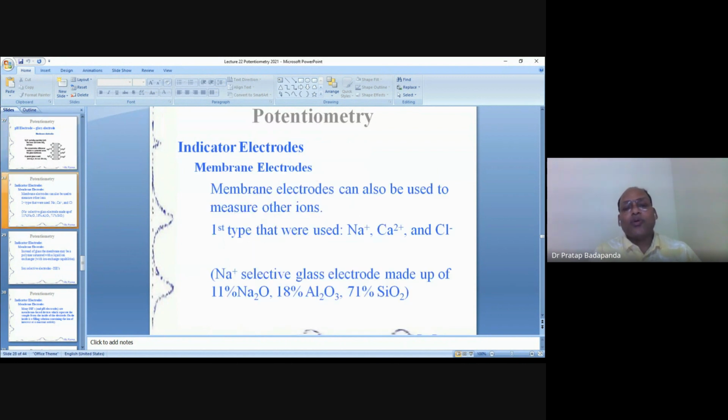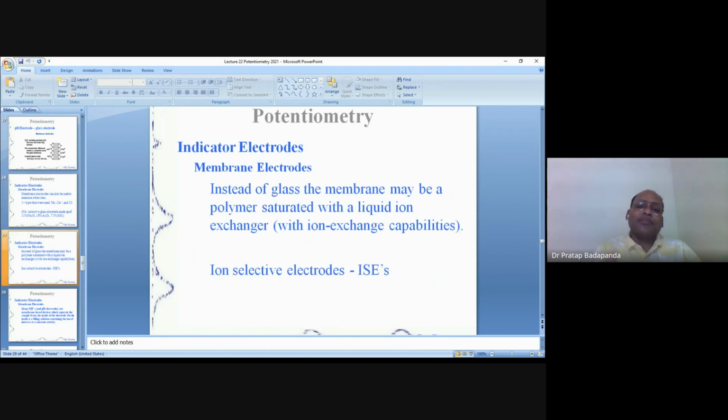Next, the indicator electrode. Again, the membrane electrode as an indicator electrode. A membrane electrode can also be used to measure other ions, first type such as sodium, calcium 2+ and chloride. The sodium-selective glass electrode is made from a specific composition: 11% sodium oxide, 18% aluminum oxide and 71% silicon oxide. Instead of glass, the membrane may be a polymer saturated with a liquid ion exchanger. You can also use ion selective electrodes.